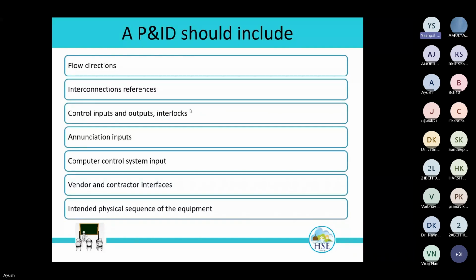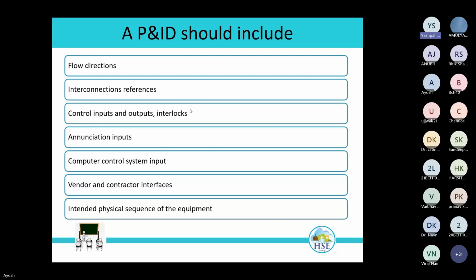Vendor and control interfaces also. Suppose a few packages the vendor provides directly to the company, like a compressor. The vendor provides the complete package to the company. So the complete interface of the vendor package for the compressor and the inputs to the company where they will connect, that also can be provided through the P&ID.